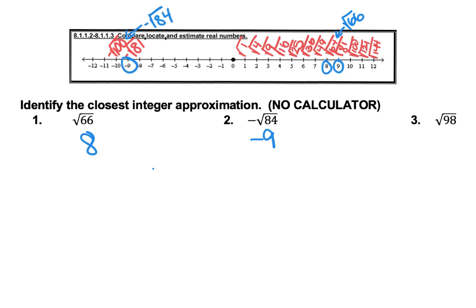And then for our last one, we have the square root of 98. The square root of 98 is going to fall between the square root of 81 and the square root of 100. So we have the square root of 98 right here. And now notice it is closer to the square root of 100. So our integer would be 10. For this one, the decimal would have been like a 9 point, maybe 9.8 or something like that, because it's awfully close to the square root of 100. But it's asking for the closest integer, and the closest integer then is 10.